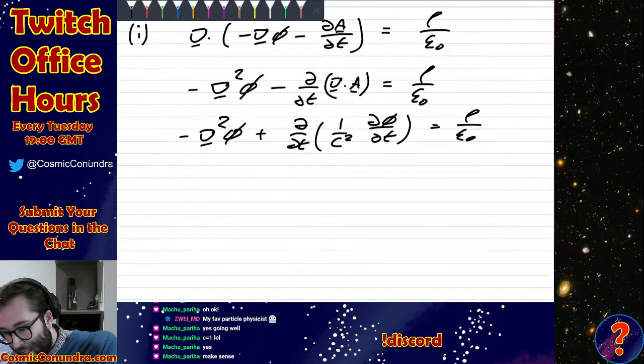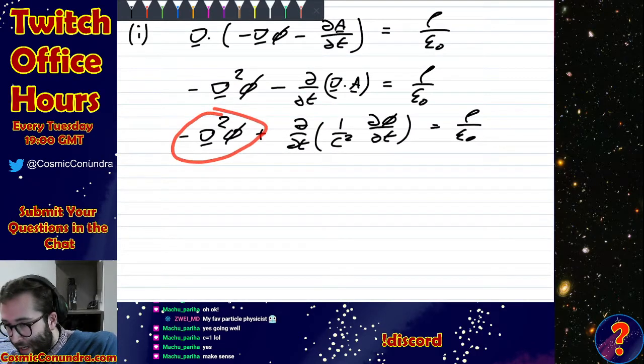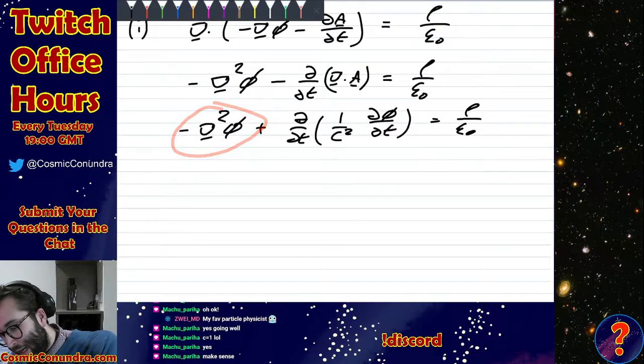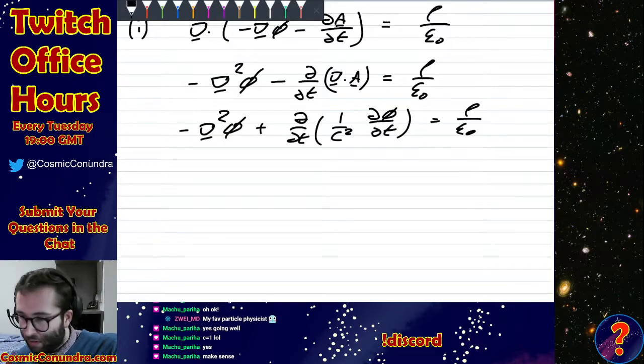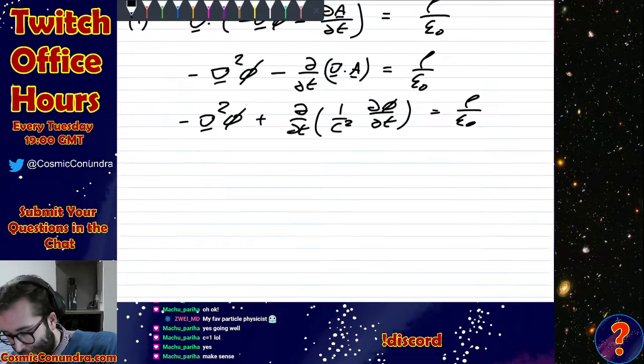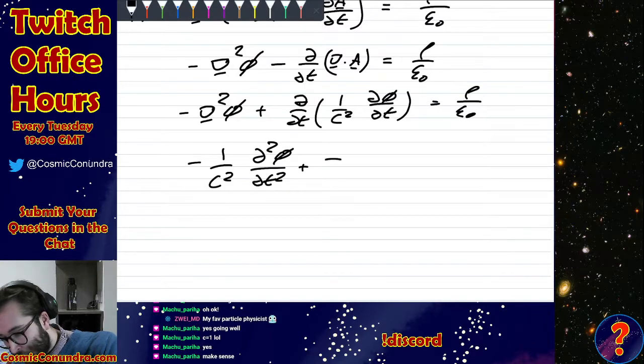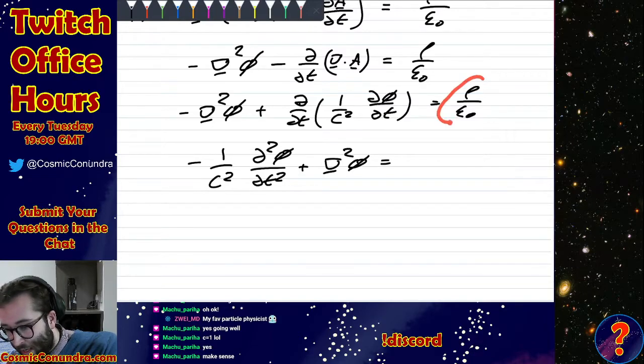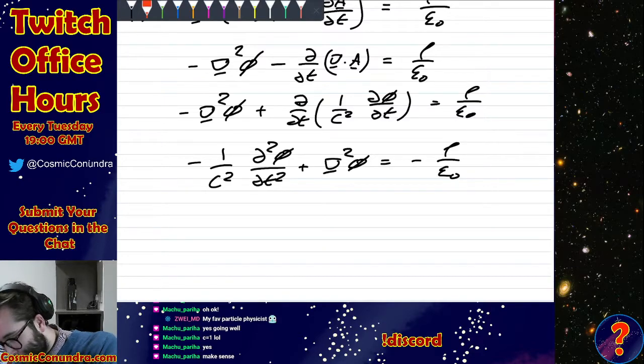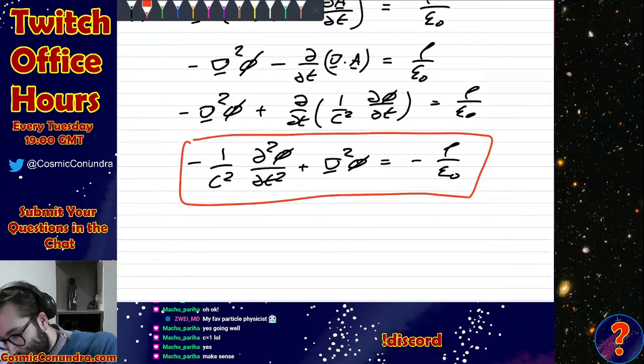Now I'm going to rewrite this again slightly so that I have a +1 in front of the Laplacian and a -1 in front of the time derivative, which is just because I've chosen my metric to have a certain signature. I want to write it like that. And also I want to compare it with the equivalent wave equation I found for the vector potential. So now if I've multiplied the whole thing by -1, this turns into a minus rho over epsilon naught.